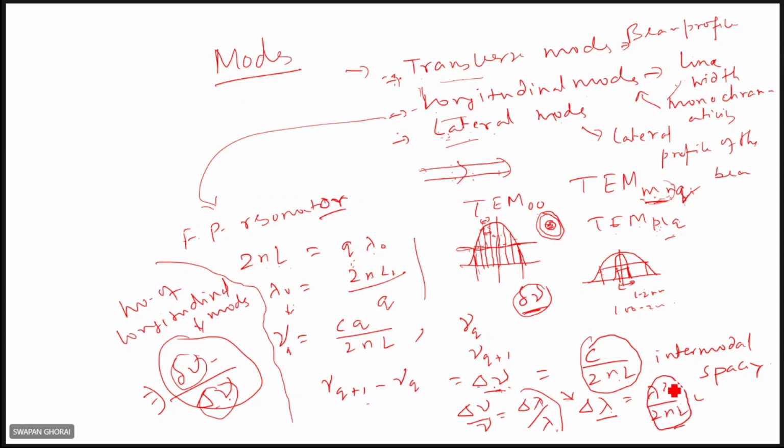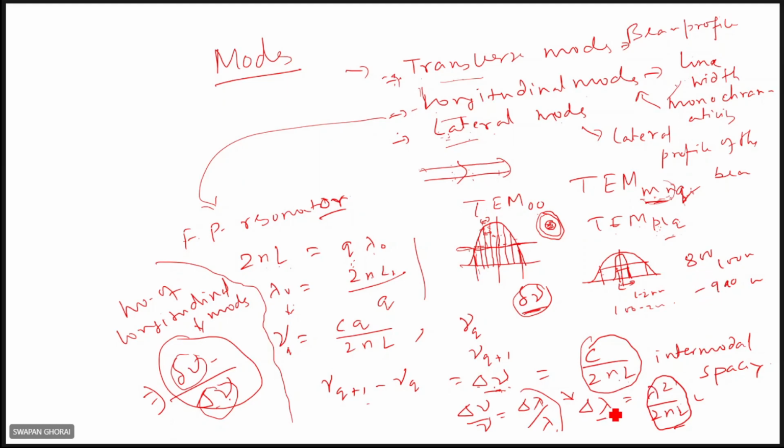Sometimes in a numerical problem, it is given not in terms of nu but in terms of lambda. Suppose you are given that the laser is emitting, say, 800 to 900 nanometer. In this range where light is emitting, delta lambda will be 900 minus 800, 100 nanometer. That will be the line width, delta lambda.